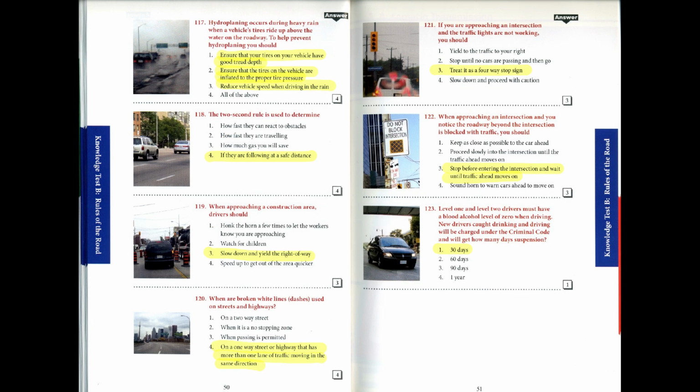Number 117. Hydroplaning occurs during heavy rain when a vehicle's tires ride up above the water on the roadway. To help prevent hydroplaning, you should ensure that your tires have good tread depth, ensure that the tires are inflated to the proper tire pressure, and reduce vehicle speed when driving in the rain. Number 118. The 2-second rule is used to determine if you are following at a safe distance.